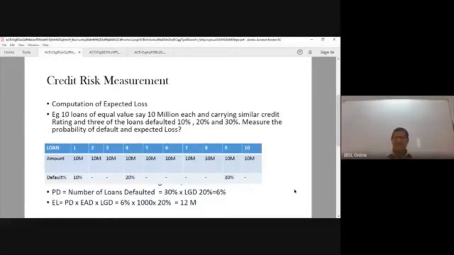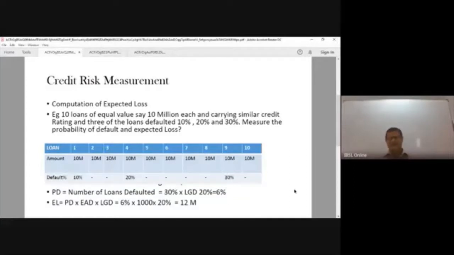Even if I were to write this on the board, it will take time. So I did a little bit of homework on credit risk measurement. We will go into this because last time we stopped our session at this point. We looked at the credit risk management side. We looked at the counterparty risk.